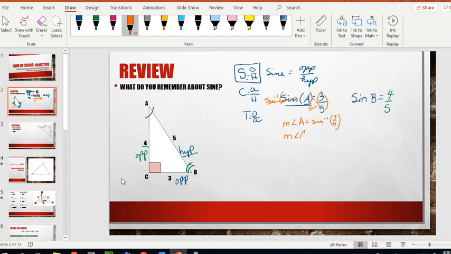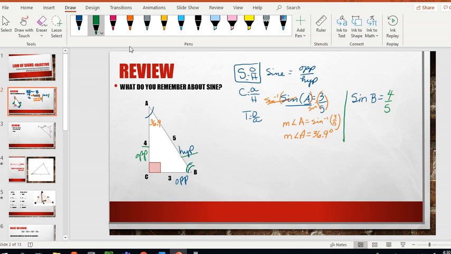The measure of angle A equals 36.9 degrees. And the angles should be in degrees for this unit. We will get to radians eventually. Now I'm going to do the one in green. Now there is another way, but we're going to check it that way, all right?